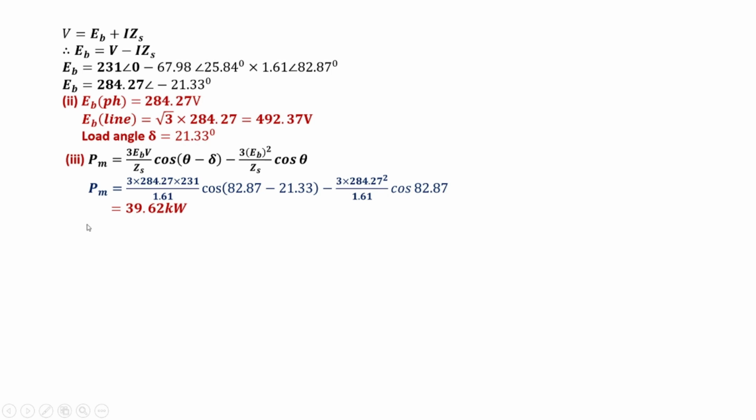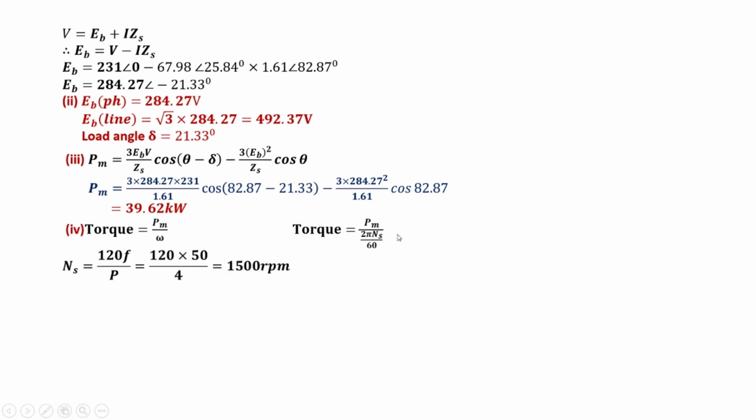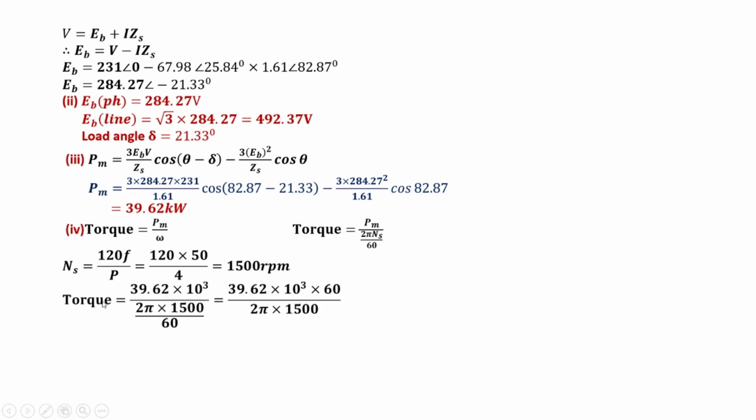Coming to the last part, that is we need to find out the torque. So torque is equal to Pm by omega, which is equal to Pm by 2 pi ns by 60. Here ns is to be calculated, which is obtained from frequency and number of poles, and it is 1500 rpm. Substituting, we can obtain the torque as 252.36 Newton meter.